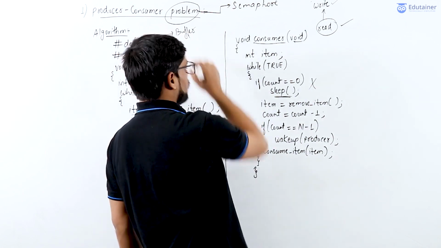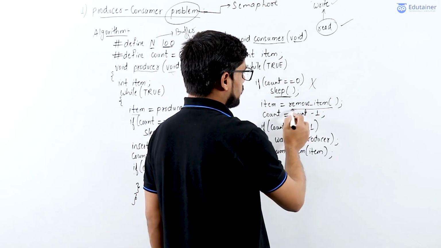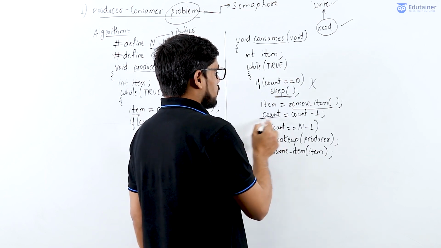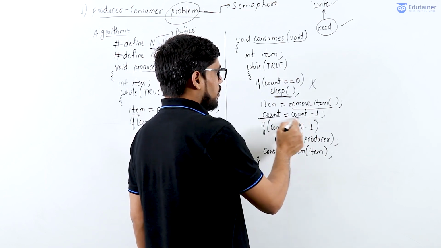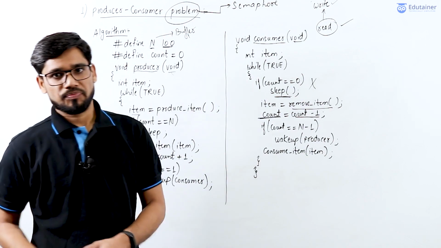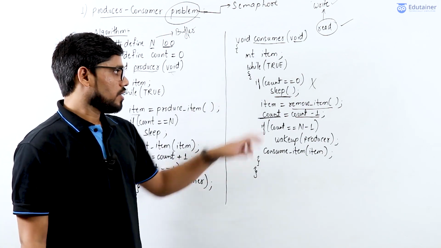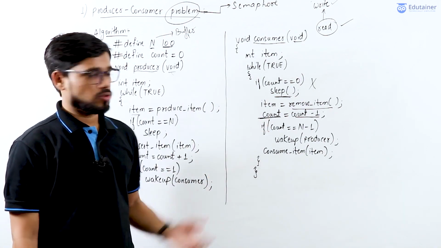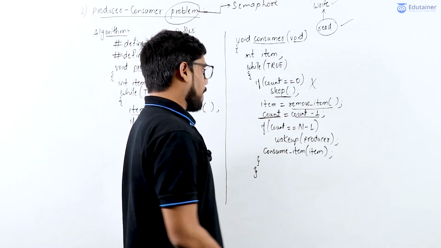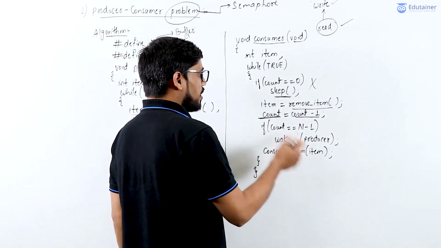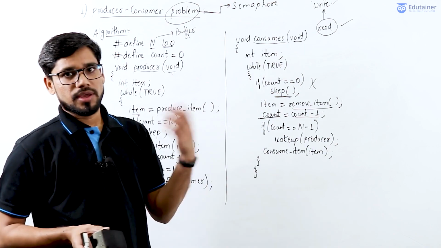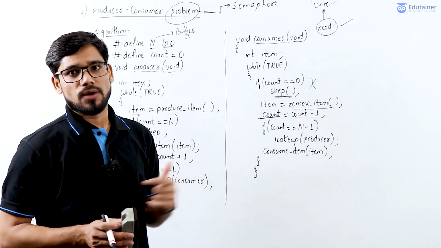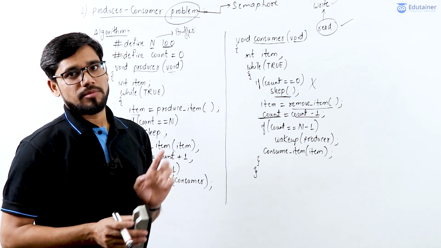So item is equal to remove item, and at the same time, whenever it removes one item from the buffer or memory, it will decrement the count variable. So count is equal to count minus 1, and it will wake up the producer whenever the count value is equal to n minus 1.